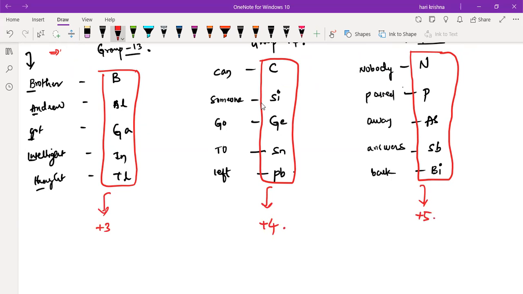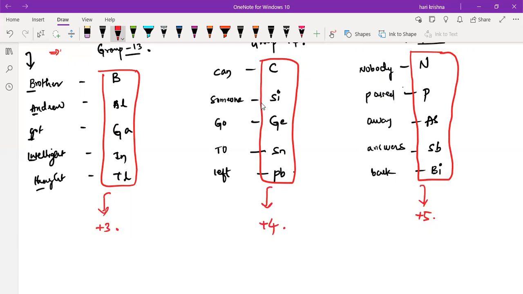But when you're studying group-wise, as we go down, due to the inert pair effect, the +2 charge will decrease. That we'll study afterwards in a separate chapter in the P block elements. So up to now you can remember group 13 as a +3 charge, group 14 as a +4 charge, and group number 15 as a +5 charge.